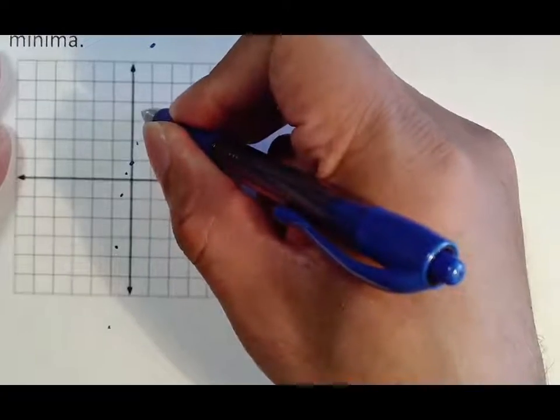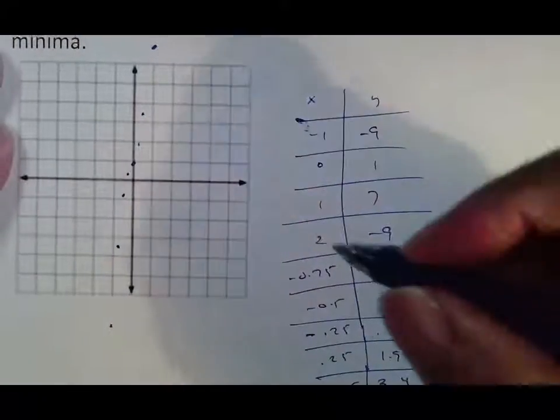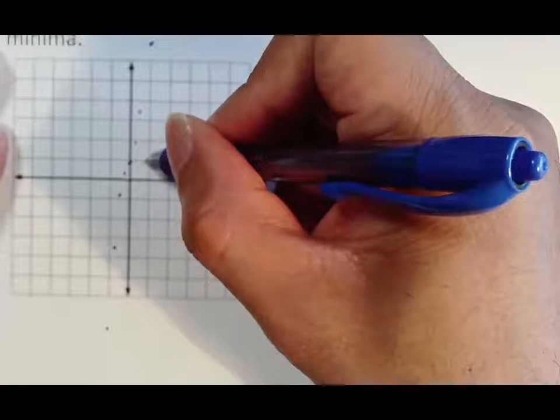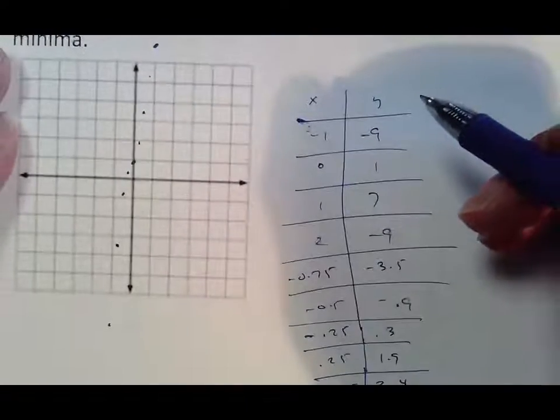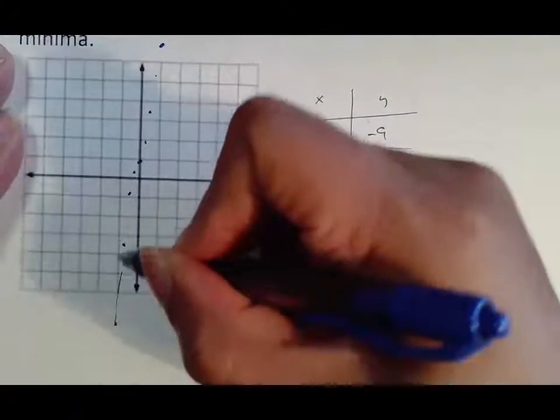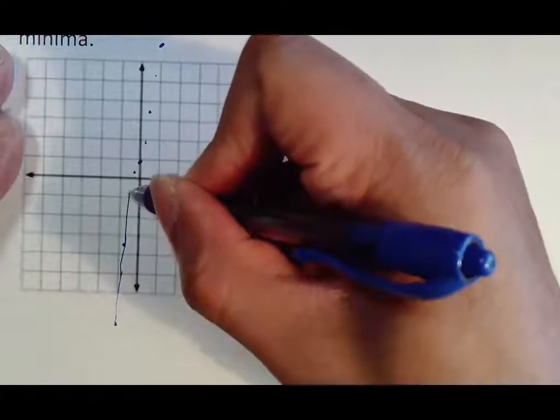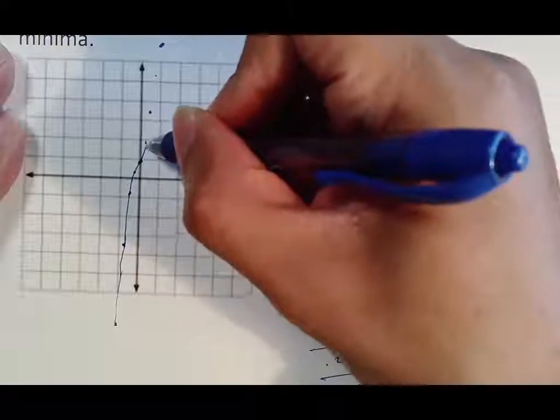0.5 is at 3.4. 1, 2, 3, almost a half. And then 0.75 is at 5.2. So 1, 2, 3, 4, 5.2. So we can kind of see now what this graph is doing, which is it's simply going up, moving over, and going back up.